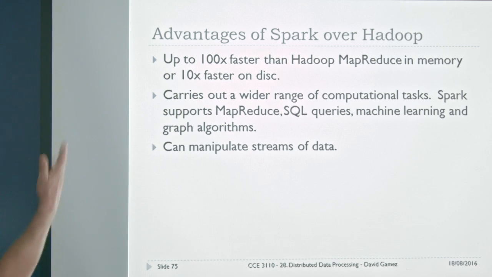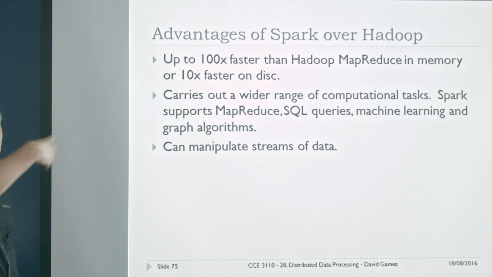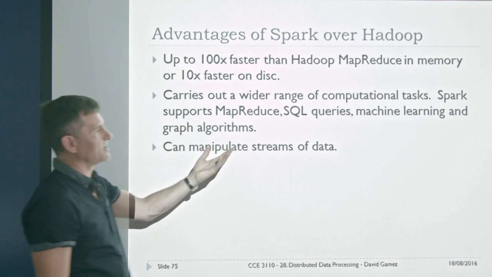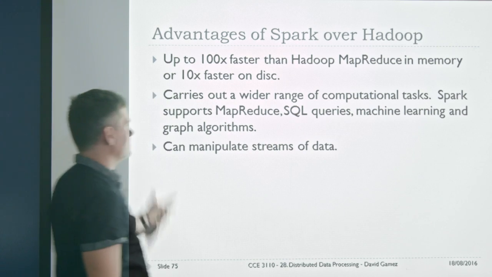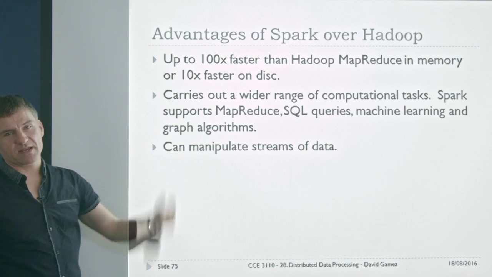It's 100 times faster than Hadoop MapReduce because it can run in memory, or even on disk. They've written it in a way that makes it much more efficient. And although it supports MapReduce, you can also do other kinds of tasks like SQL, machine learning, graph algorithms, and so on. So it's much more flexible, it's much faster, and it can manipulate streams of data.